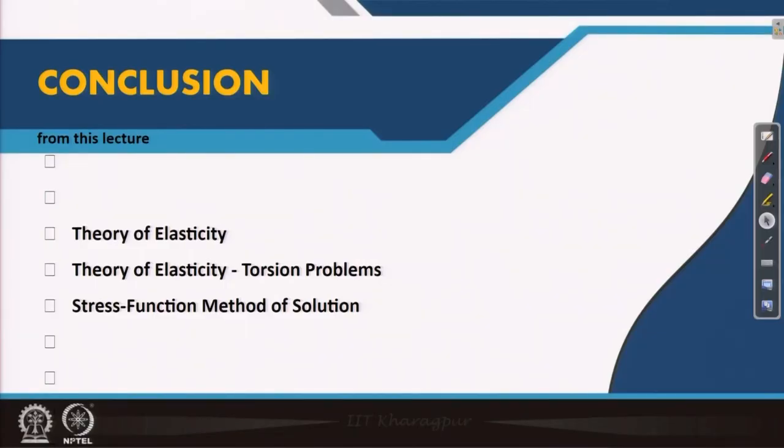Before I thank you, what we have learned in this class is the stress function method of solution, and with that note, I thank you for attending this lecture, and we will proceed to solve a very nice problem which gives you insight into the torsional problem, where warping is inevitable unless it is a circular section, and we will conclude mathematically whatever we are talking about. We will get the equations where if it is a circular section it won't show any warping, if it is a non-circular section it will show warping.